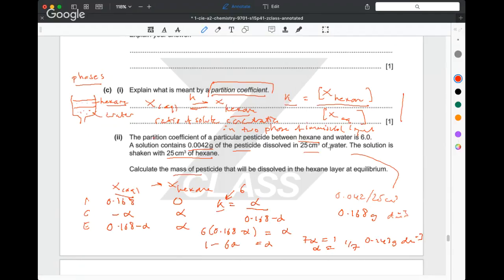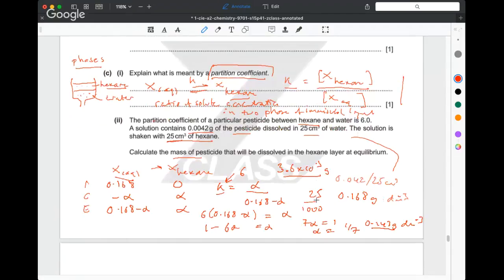So we worked out the concentration of the pesticide in the hexane. And if you know that concentration is 0.143 grams per decimeter cubed, you want to know what it is in 25 centimeters cubed. So you've got to divide it by 1,000 and multiply by 25, and you end up with a result of 3.6 times 10 to the minus 3 grams.